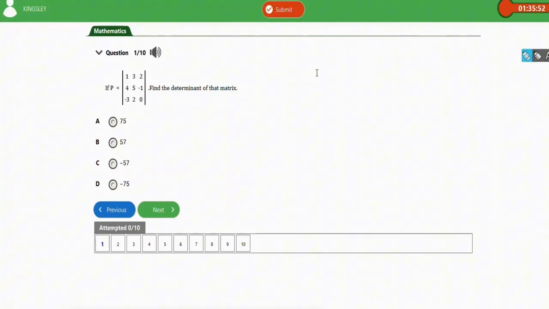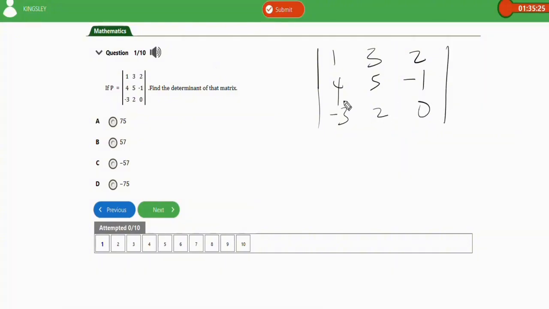So let's begin with this one we have here, which is determinant of 3 by 3 matrix. It says if P equals this, find the determinant of that matrix. So let's solve this, guys. Let's write down the question. So this is the question. Okay. So we have 1, 3, 2, we have 4, 5, -1, we have -3, 2, and 0.